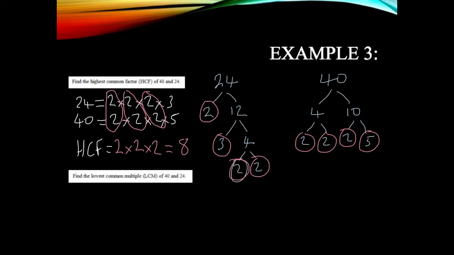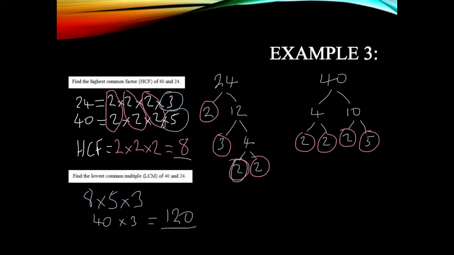That's what it means. The lowest common multiple, well, we've done a lot of the hard work already. So to work out the lowest common multiple, I'm going to take the 8 that we've just worked out for my highest common factor and multiply it by the things I've not yet used. That was a 3 and a 5. So 8 times 5 times 3. Again, I'm going to do it in a particular order. I'm going to do 8 times 5 first, which is 40, multiplied by 3, which is going to give me 120. So my lowest common multiple is 120.